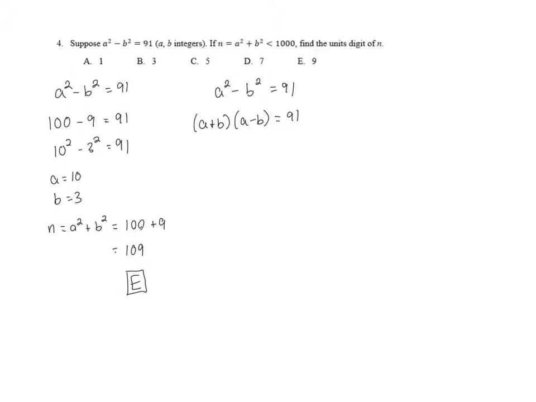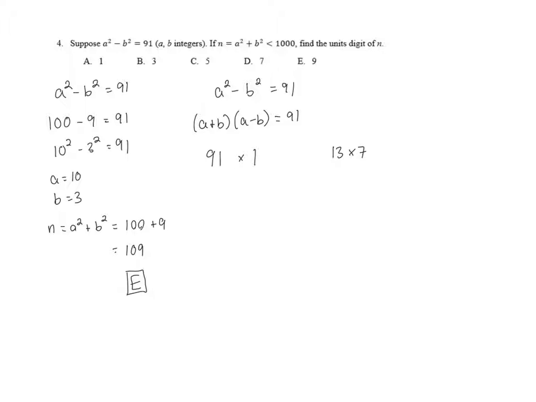We know that 91 can be written as 91 times 1. We also know it can be written as 13 times 7. And we can also do this with the opposite, negative 91 times negative 1 and negative 13 times negative 7. In the end, it doesn't really end up making a difference, so let's just start with these.